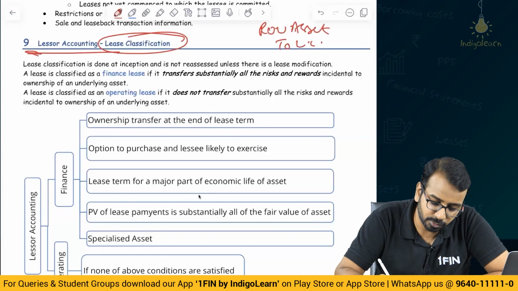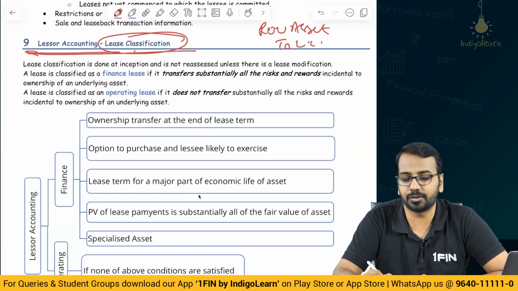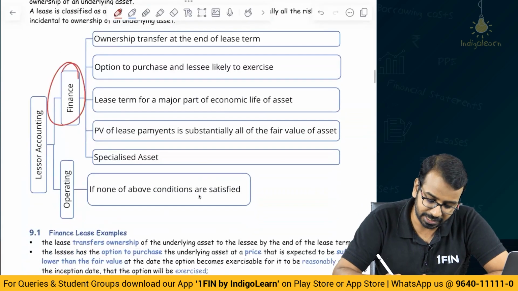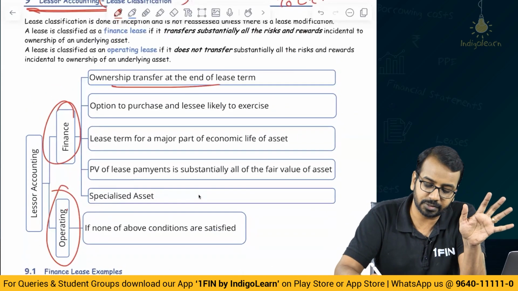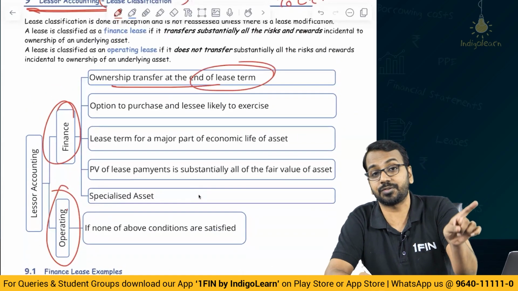Whereas when it comes to lessor accounting for lease classification, you have to see whether it is a finance lease or an operating lease. Now for a finance lease, there are 5 conditions. Ownership has to be transferred at the end of the lease term. If it gets transferred, it is a finance lease.